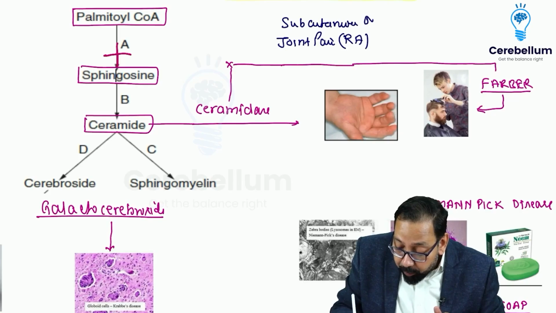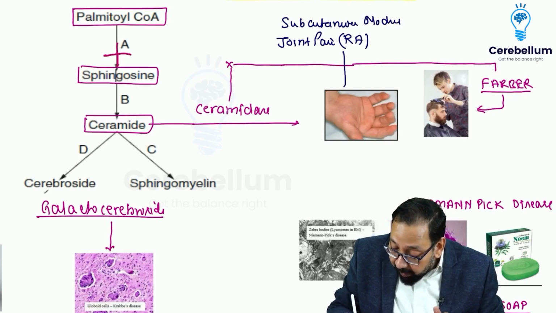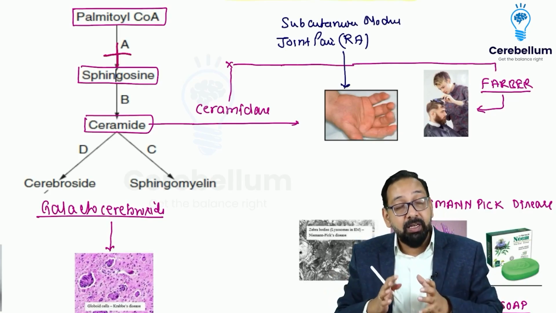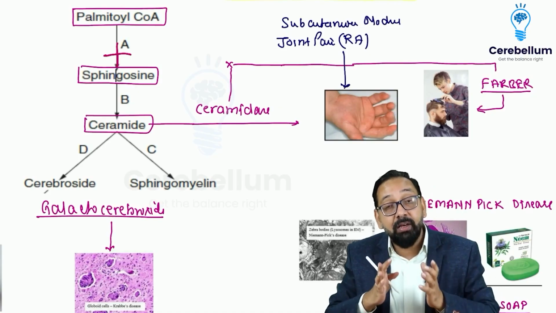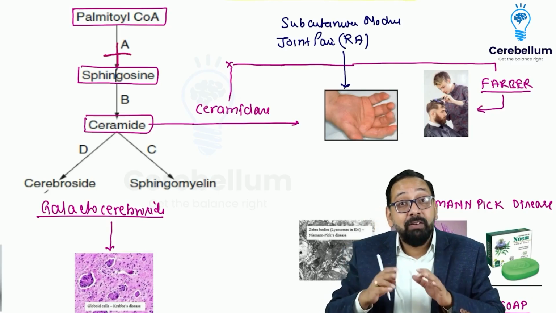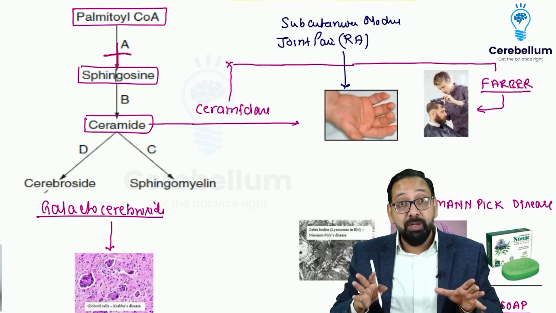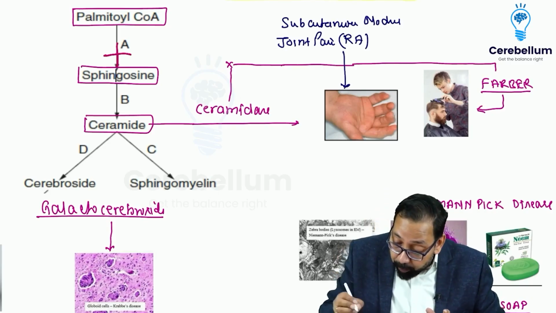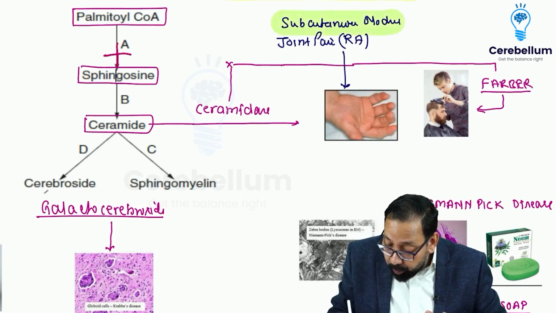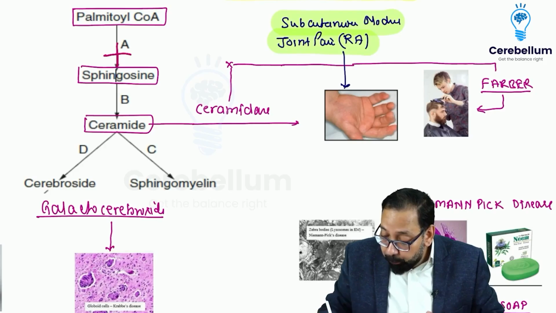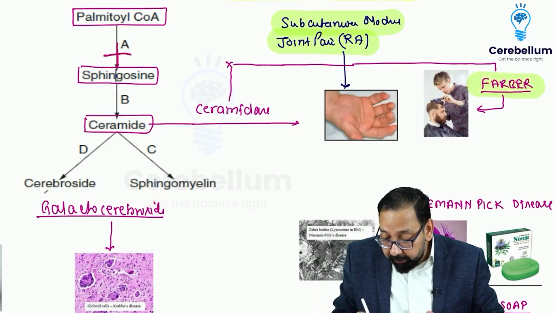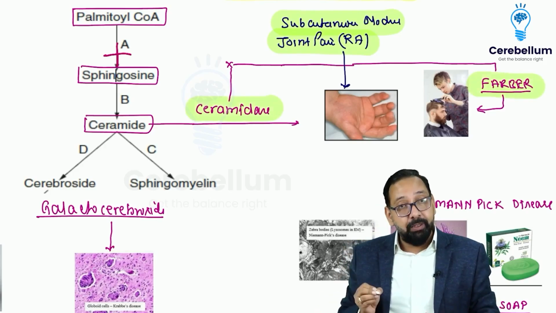Subcutaneous nodule. Sometimes an image is also given, joint pain is there, just like rheumatoid arthritis, just like juvenile arthritis. They will give hepatosplenomegaly, a clinical scenario would be given, and by catching the point of this subcutaneous nodule and joint pain, you will mark the answer Farber disease, in which ceramidase is deficient.